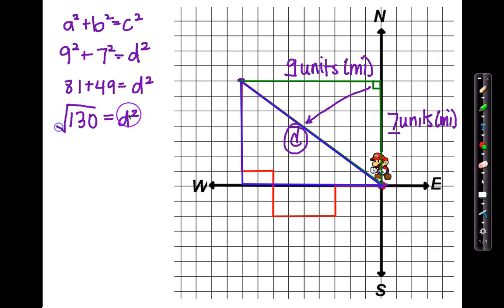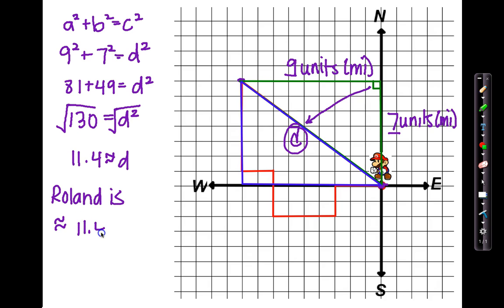I'm going to have to take the square root of both sides, leaving me with approximately 11.4. So to answer the question, I would say Roland is approximately 11.4 miles away from where he started.